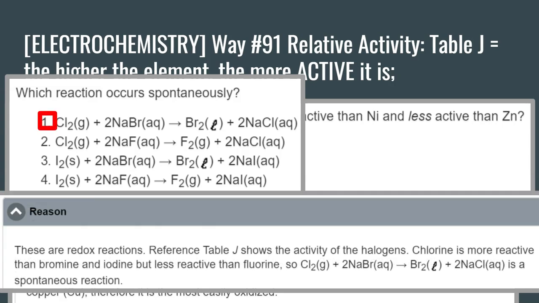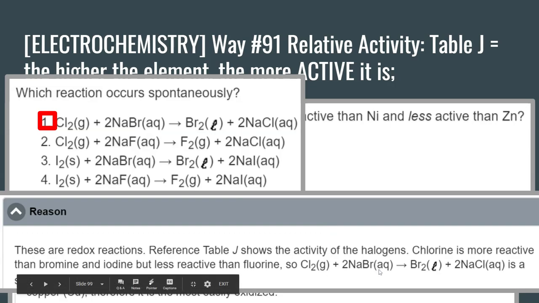You'll find that the answer is 1 because chlorine is above bromine on the nonmetals listed in table J. So we would say that the activity of chlorine is much higher than bromine. Chlorine is more reactive than bromine and iodine, but it's less reactive than fluorine. So when we do this single replacement reaction, chlorine is actually going to take the place of bromine. Bromine comes out and forms a liquid, and what forms is sodium chloride as a product.